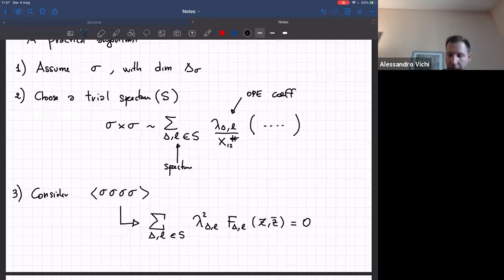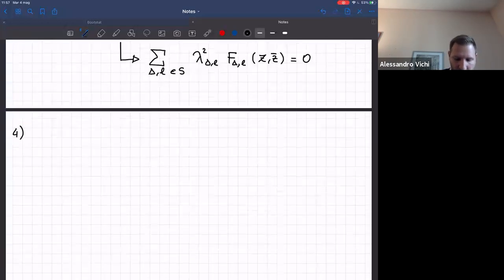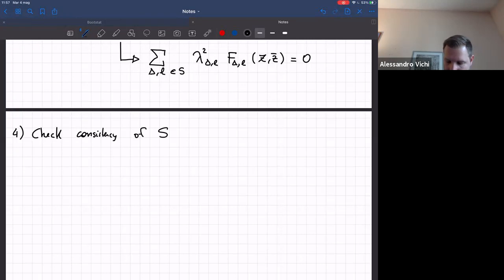So far, so good. Now it comes to the interesting part, because we would like to check the consistency of the spectrum S with the crossing equation. So here comes the hard part. How do we do that? Well, one convenient way to do that is to look, and then I'll try to give a geometric interpretation of why this is an interesting thing to do.